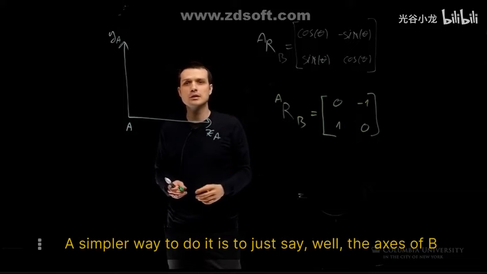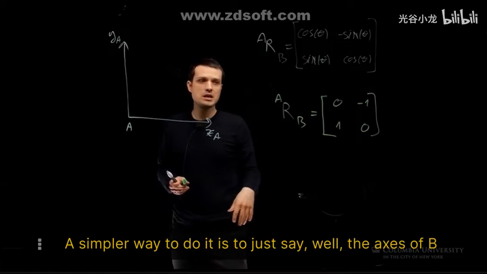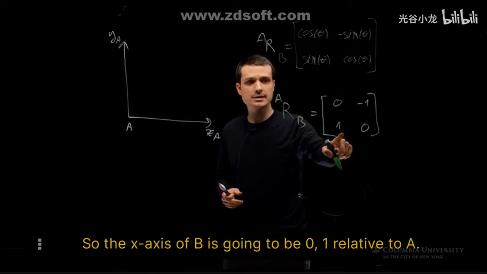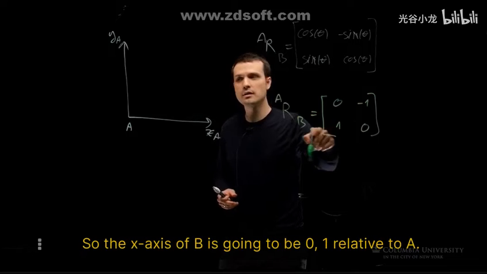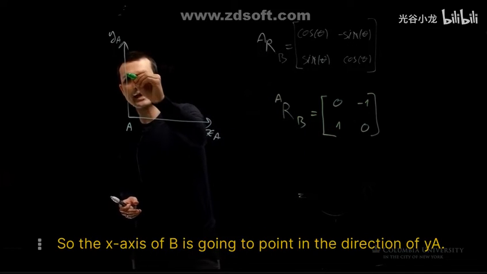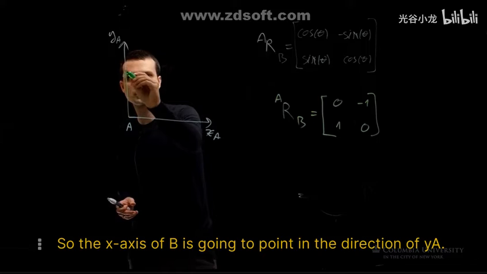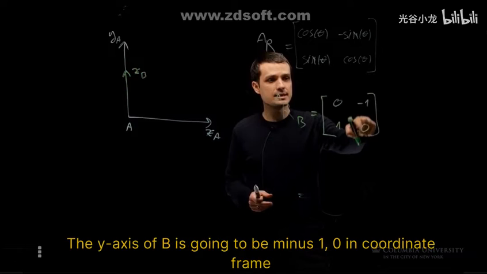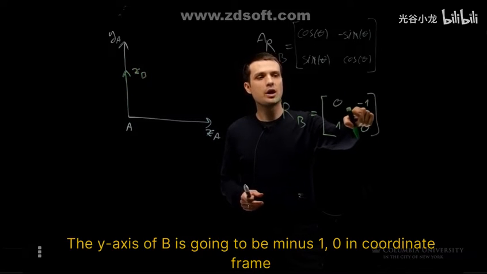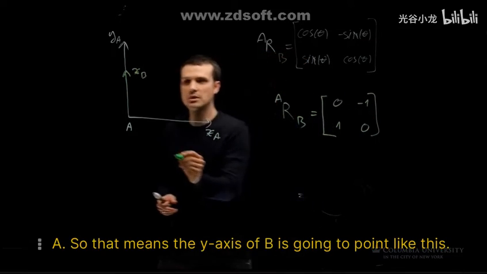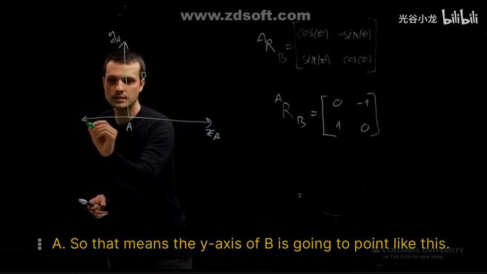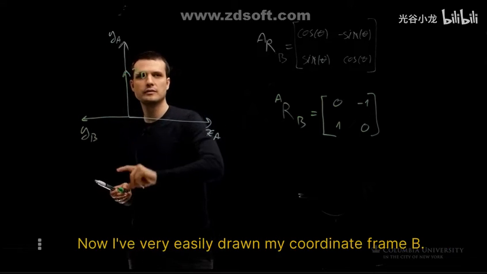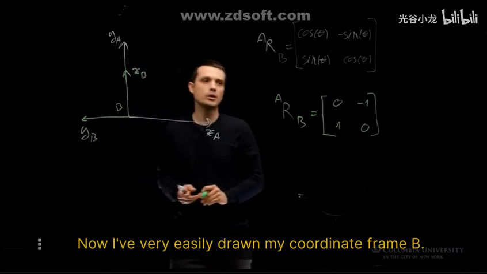A simpler way to do it is to just say, well, the axes of B are just the columns of the rotation matrix. So the x-axis of B is going to be 0, 1 relative to A. So the x-axis of B is going to point in the direction of YA. So this is going to be XB. The y-axis of B is going to be minus 1, 0 in coordinate frame A. So that means the y-axis of B is going to point like this. And there you go. Now I've very easily drawn my coordinate frame B.